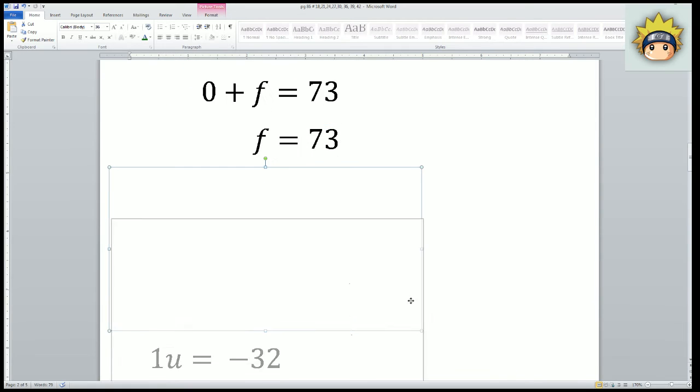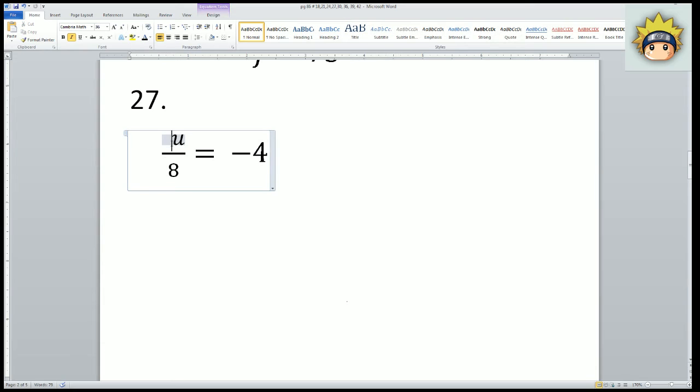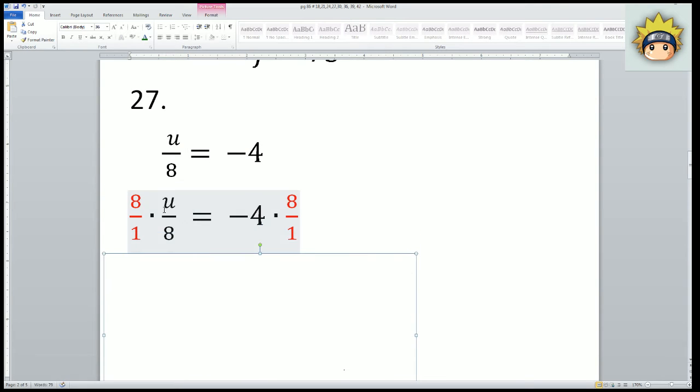All right. The next one, we have number 27. This is u divided by 8 equals negative 4. Let me repeat that. u divided by 8. Okay? To solve for the variable, we have to apply the inverse operator. The divide by 8, right? We have to multiply by 8. That is the inverse, okay?